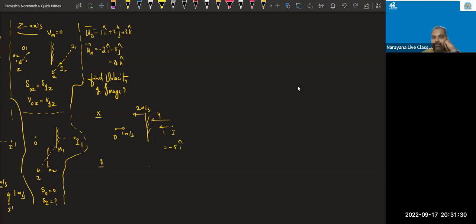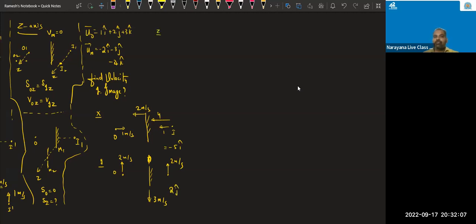Now, along the y-axis. What is the velocity of the mirror along the y-axis? Sorry, it is going downside, 3 meters per second. And the object is going in which direction? Same that. The mirror won't change it, 2 meters per second. So the image is also going with the same 2 meters per second. Mirror motion in the y-axis, z-axis won't affect. So what is the velocity of the image along the y-axis? 2 j cap.